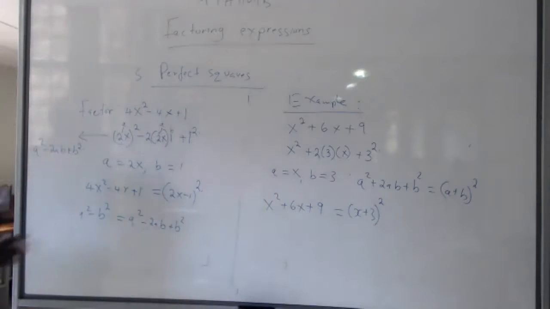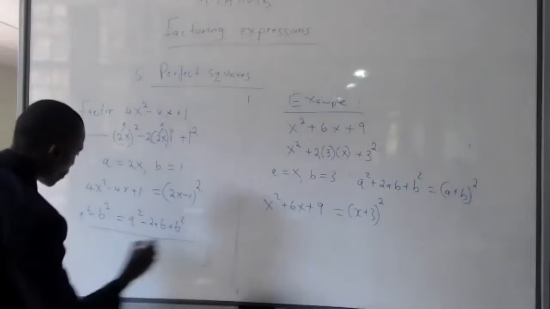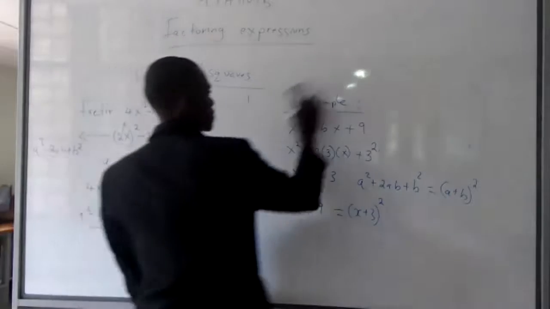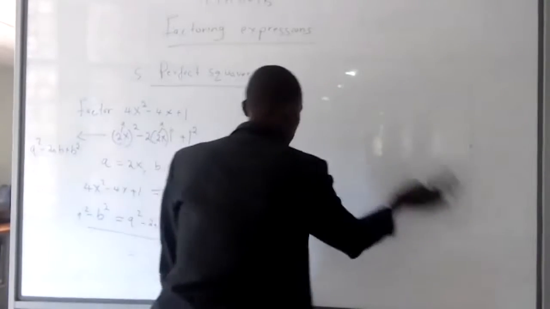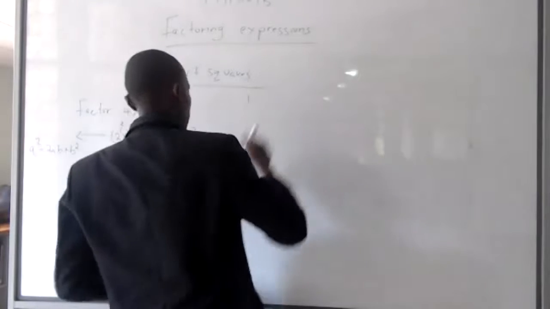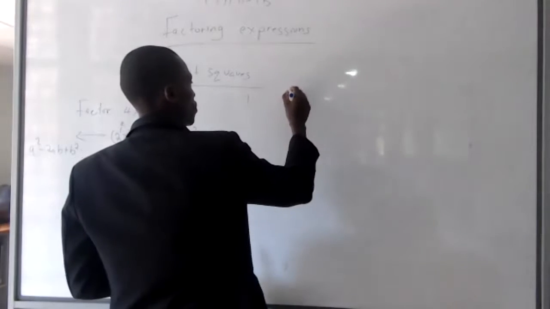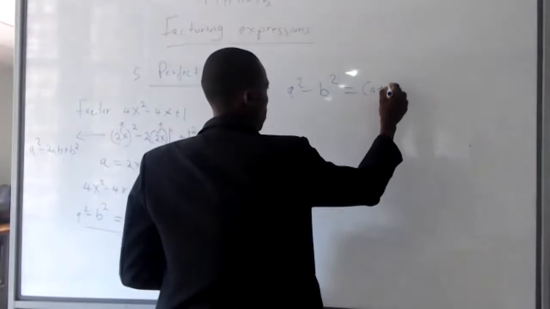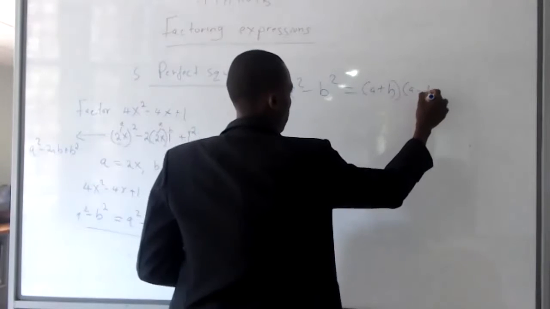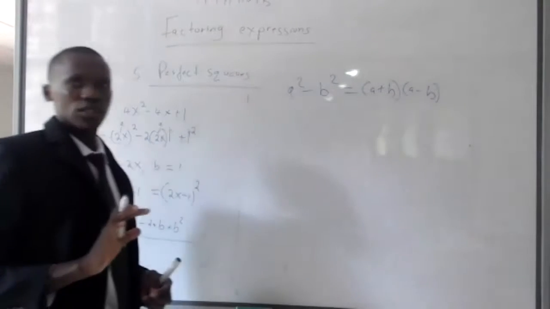This is not true. Okay. I know. Don't confuse these two expressions. Don't confuse a difference of squares and a perfect square. So under difference of squares, we talked of a squared minus b squared as a plus b times a minus b. This was difference of squares.